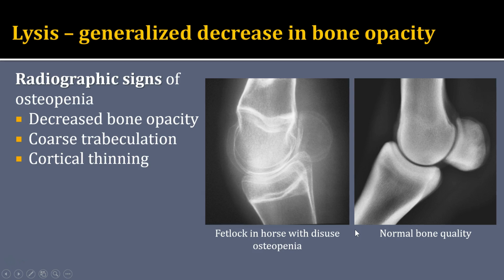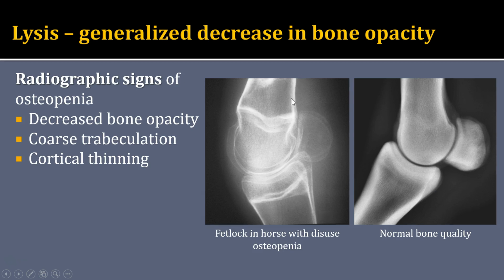Sometimes we can see coarse trabeculation, and that's because the trabeculae of bone are the last to be affected. And then oftentimes we'll see thinning cortices as well. On the right of the slide, I have an example of a fetlock of a horse that has pretty severe disuse osteopenia because it was quite lame for a reason. Compare it to the normal fetlock in a horse that's to the very right of the slide.